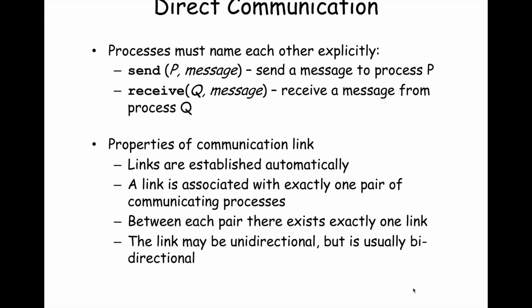And so for these communication links, some properties that you might have, now they don't have to have all these properties, they might have some of these properties. A link is established automatically. Well, that's a nice feature, right? For systems that do that. You don't have to worry, you being the implementer of this communicating set of processes, you don't have to worry about all the details of the link creation. Well, that's kind of nice.